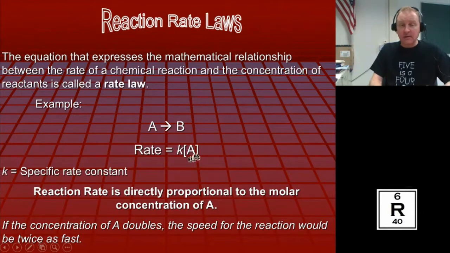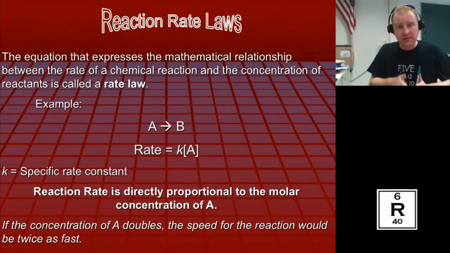In other words, if you double the concentration of A, let's just say the constant is 1. So 2 times 1 is 2. And then I make it 4. 4 times 1 is also 4. So as I increase or decrease the concentration, that will be directly affecting the rate. If the concentration of A doubles, the speed of the reaction would be twice as fast. That's the layout. Rate equals a constant times the concentrations of the reactants.